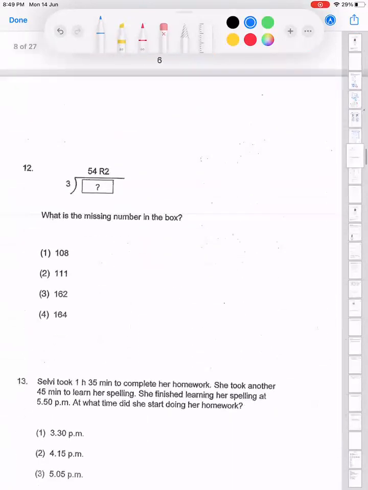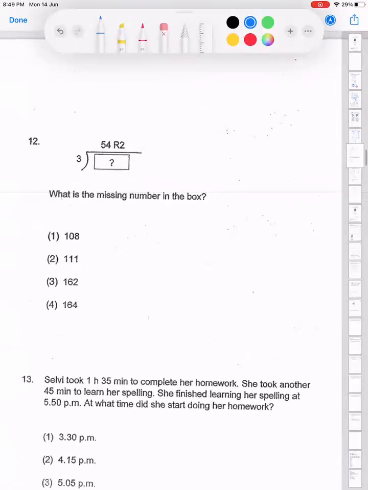Okay. For the next question, guys, hang in there. We're almost done with the MCQ.